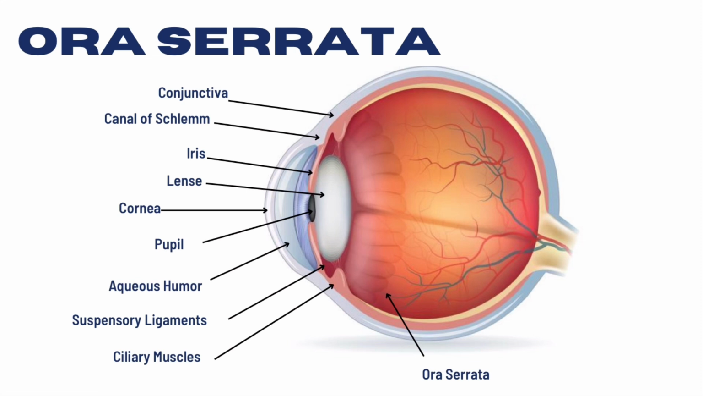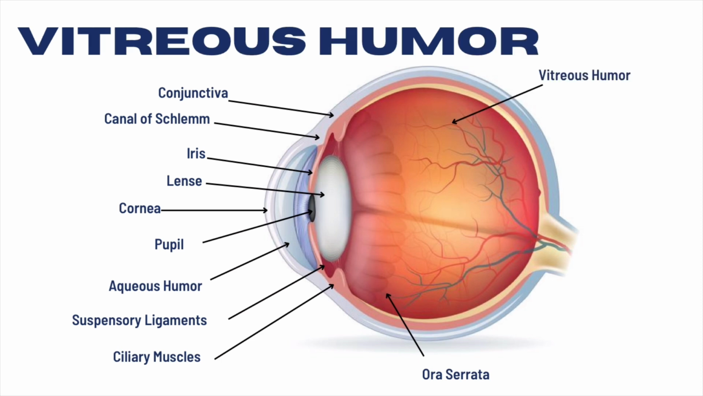The ora serrata, the area of the inner eye where the retina ends and the choroid layer of the eye can be seen. Vitreous humor, a clear jelly-like substance that fills the posterior segment of the eye behind the lens. This is the largest area of fluid.